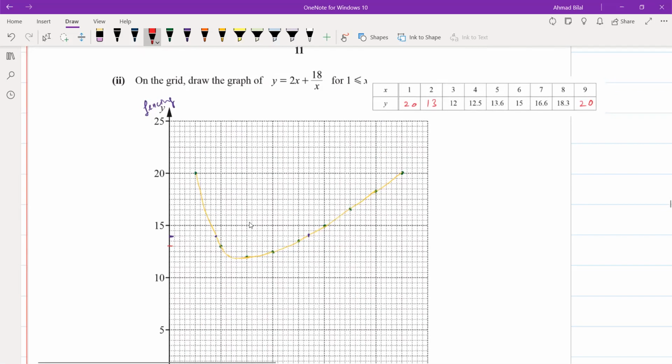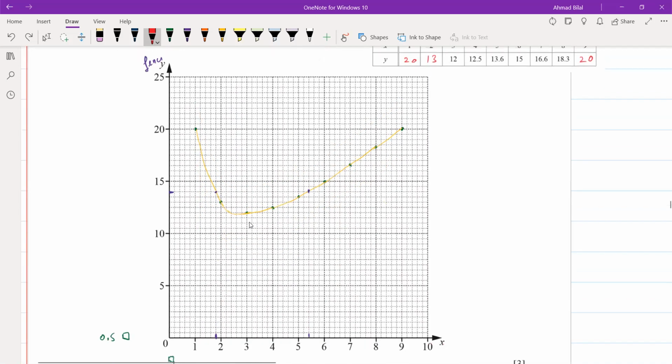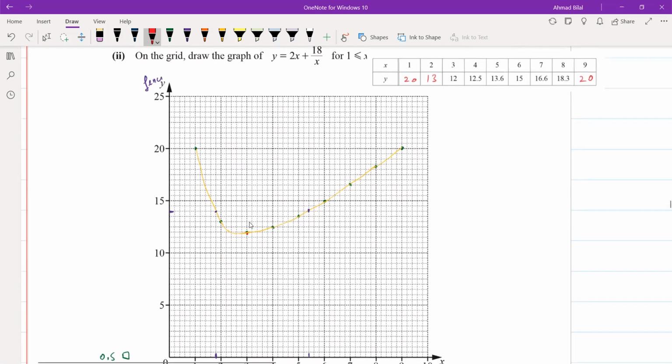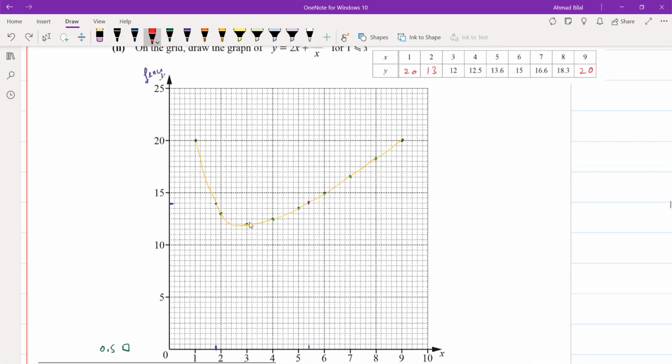Right? At 2 the value is 13, and you know the value at 3. At 3 this is 12, right? At 3 it is 12. Now, somewhere between 2 and 3, check whether it is really going below 12 at any point. Is it going below 12 at any point? Basically just check that.